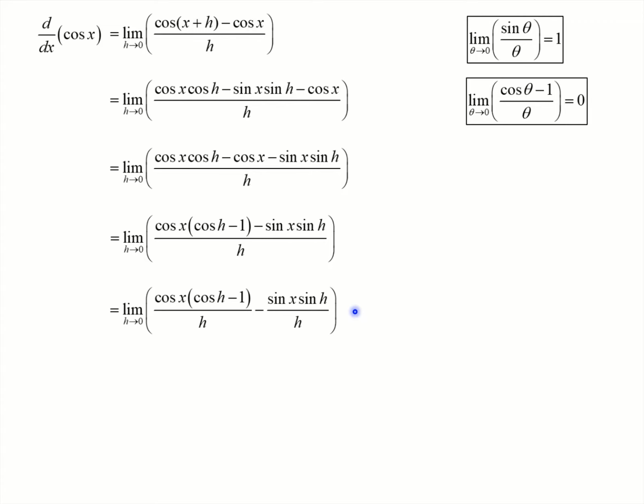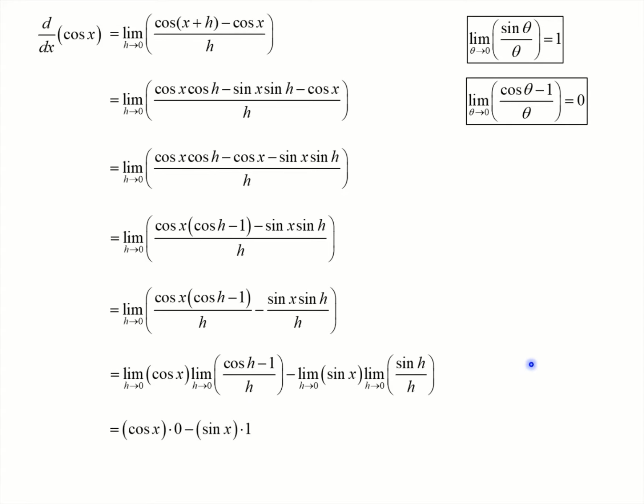And then I'm going to say the limit of a difference is the difference of the limits, and the limit of a product is the product of the limits. Do that. And then this looks almost the same as the other one. It's a little different. We have the limit as h approaches 0 of the cosine x and the sine x, so those are just going to stay cosine x, sine x. And then we have these guys right here. This guy right here is 0, and this guy right here is 1. So let's see what this gives us. So cosine x times 0 minus sine x times 1. The derivative of the cosine is not just the sine, it is negative sine.